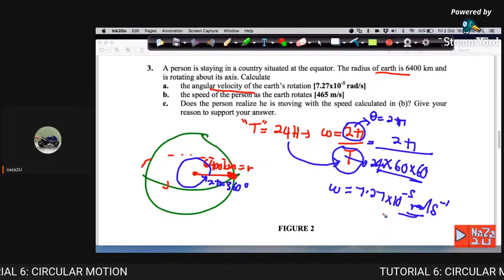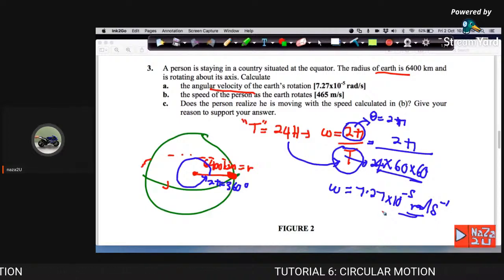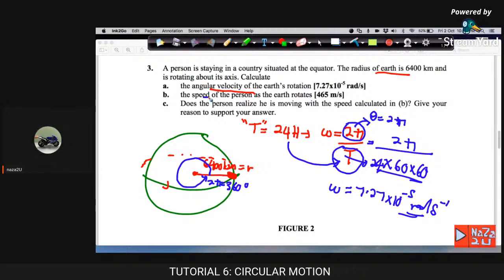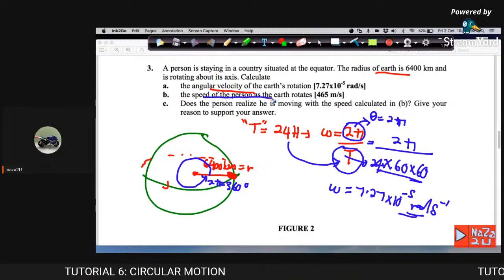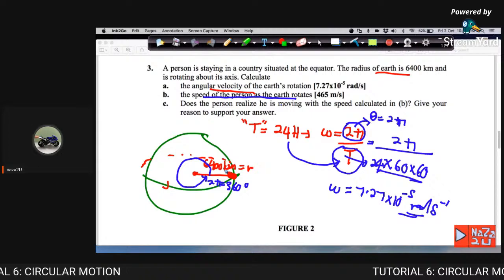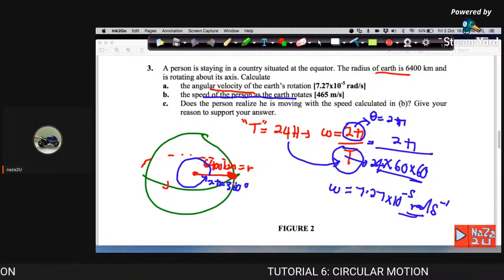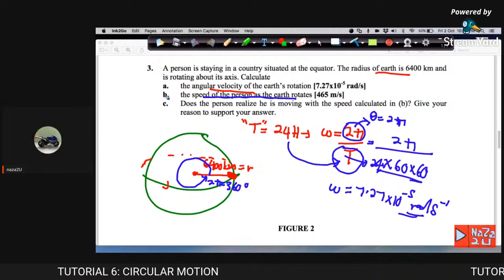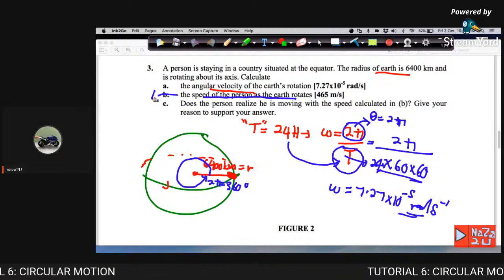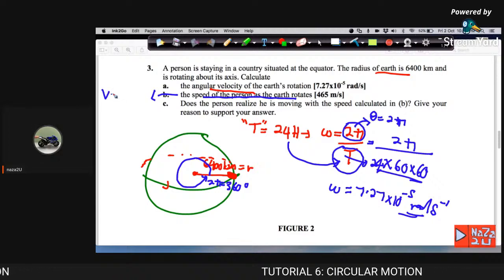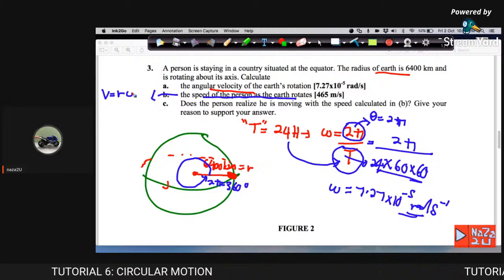Alright. Okay, so continue to the number B. Number B asks you to calculate the speed of the person as the earth rotates. So kita tahu jikalau macam kita sekarang ni berada di bumi, sebenarnya kita sedang berpusing. Okay, sedang berpusing. So how you can calculate the speed? The speed. So we have the equation. You can relate speed, and the omega is V is equal to R omega.